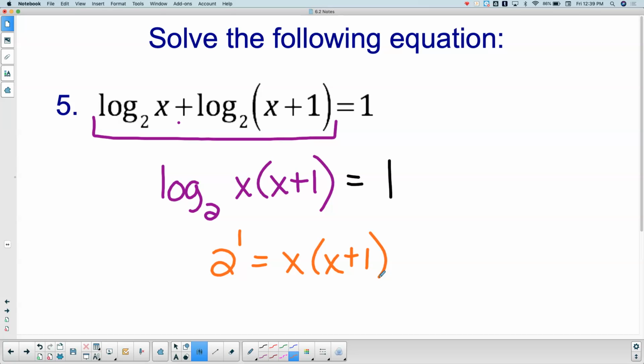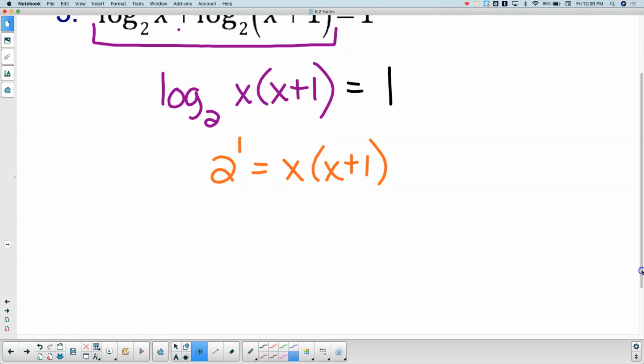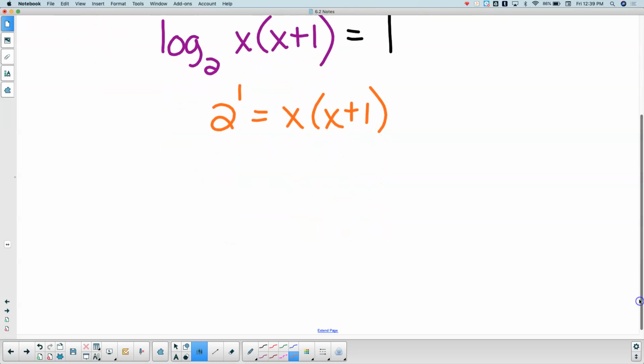Good to go so far? Can I ask you a question? What's 2 to the first power? 2. Can I ask you a follow-up question to that? What's x times x plus 1? X squared plus x.